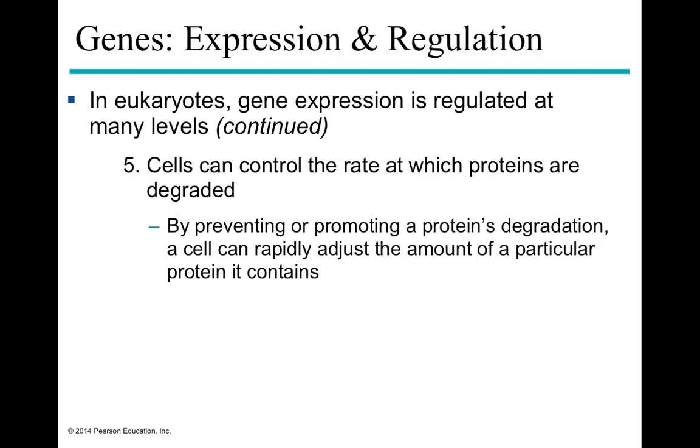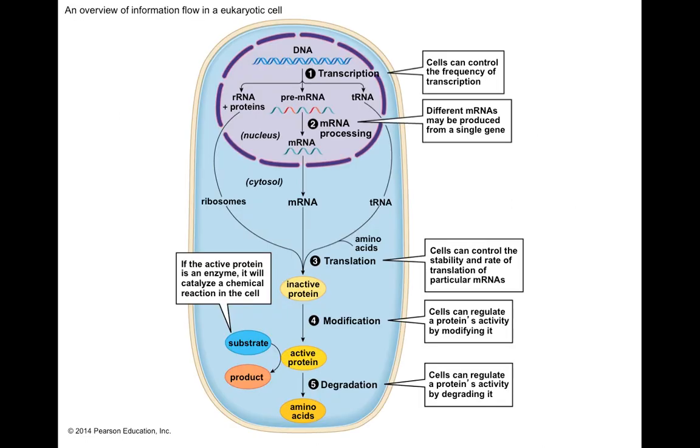And additionally, we can control the rate at which the proteins are degraded. So not only can we turn the proteins on and off, but we can target them for destruction as well if we have too many, or we can keep them around for longer if we have too few. So we can prevent or promote the degradation of the protein and therefore adjust the amount of particular protein inside the cell. So this is what I'm saying.